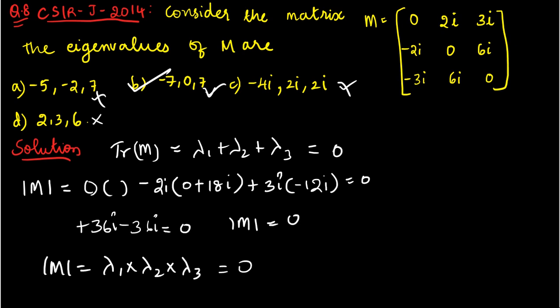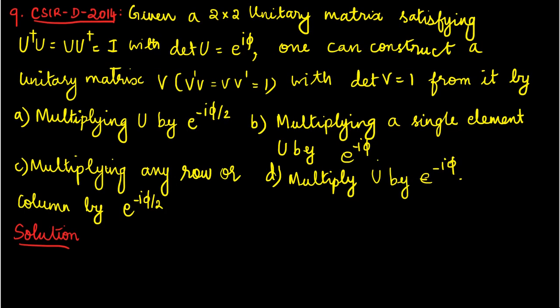So next let us see our ninth problem. You are given a unitary matrix which satisfies the unitary matrix condition, and we are also given that the determinant of U is e power i phi, and it is a 2 by 2 unitary matrix. Using that U, whose determinant is e power i phi, we have to construct another unitary matrix V, whose determinant should be equal to 1. So how do we construct such a matrix?